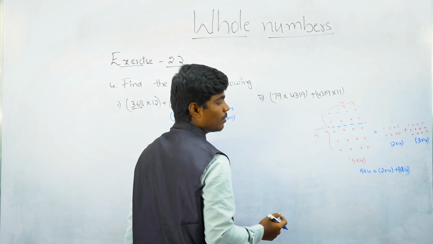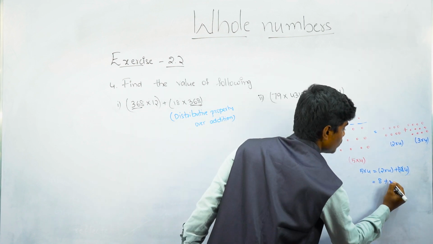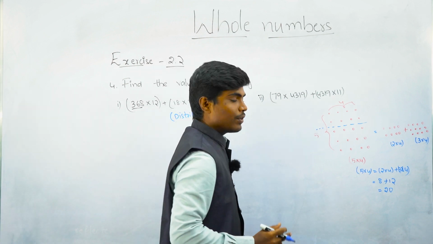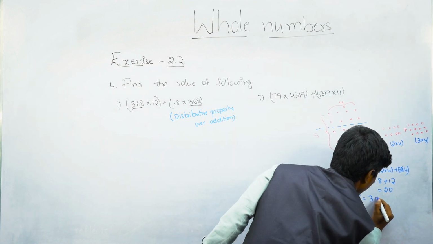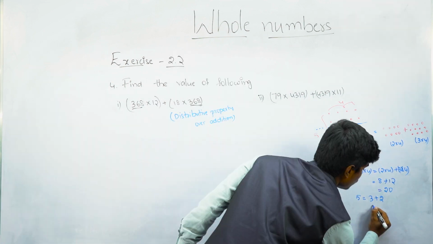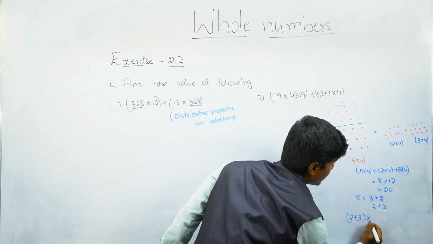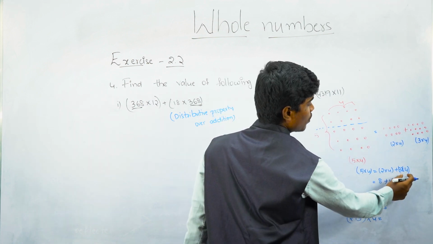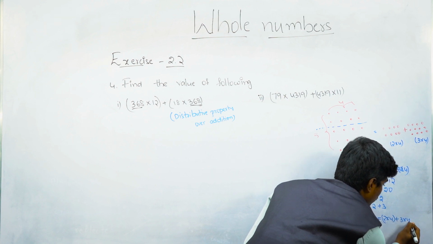Okay. Now 2 into 4 is equal to 8. 3 into 4 is equal to 12. The answer is 20. See, we know 5. How can we write 5? We can write 5 as 3 plus 2 or 2 plus 3. See, 2 plus 3 into 4 is equal to 2 into 4 plus 3 into 4.